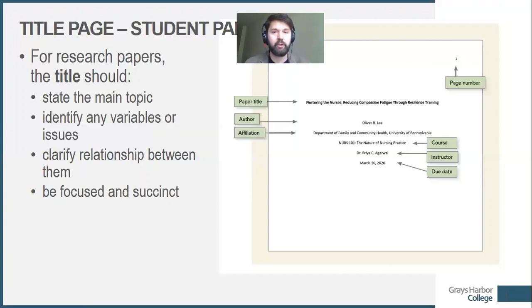It's an interesting critter because it needs to be both specific and general. It needs to be specific through the use of these specific terms, the variables or the issues. But it needs to be general too, in that it covers the breadth of the paper, whatever the topic of the paper is in general terms. The title of a paper should contain no abbreviations.